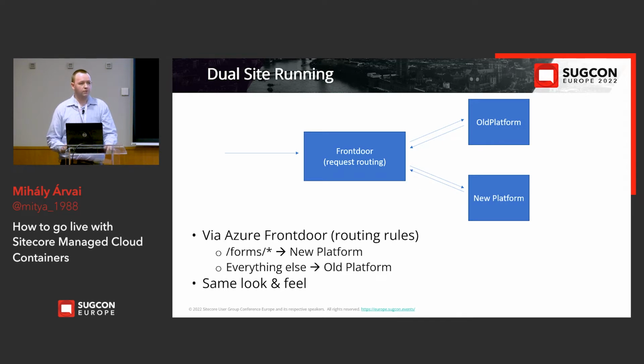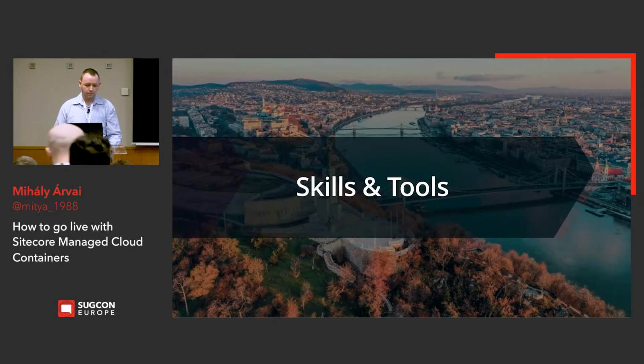Fortunately, Managed Cloud has this Front Door configured out of the box, so we could apply some routing rules, and that made it possible that a couple of URLs are served from the new Sitecore-based platform, but a couple of URLs are served from the old platform. That means we had to implement the same look and feel for components which are shared between pages, for example, the headers and the footer, so the end visitors will see no differences between the old platform and the new Sitecore-based platform.